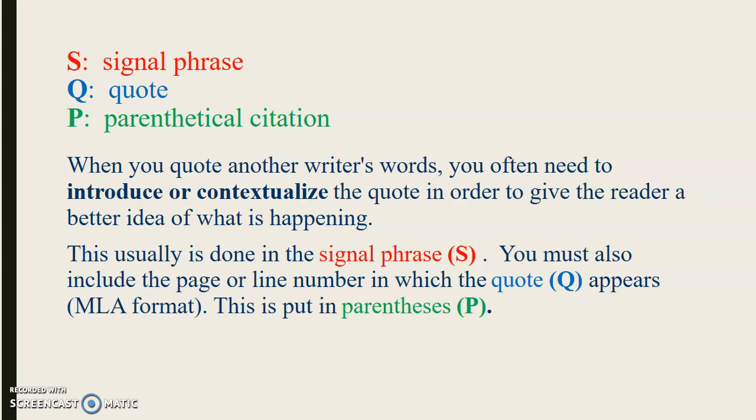Now let me break this down with some color coding. Basically, that first part is in red. We call that the signal phrase. That's like a signal, like a light signal when you're driving, that tells your reader, hey, some evidence is coming up and here's a little background on it. The Q is the quote, that's in blue, and then the parenthetical citation, the page number kind of stuff that goes in parentheses, is in green. The important part here that you have to add is the signal phrase that introduces the quote, gives some context like where it came from, that sort of thing.